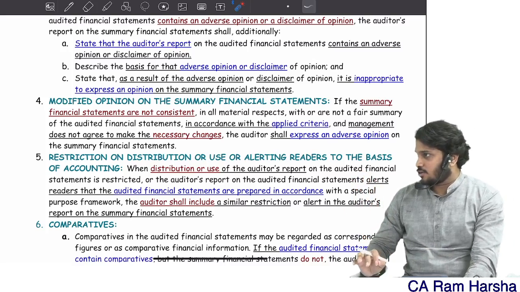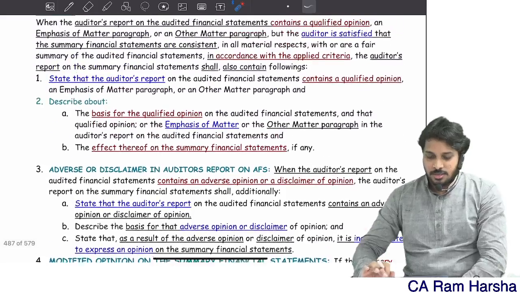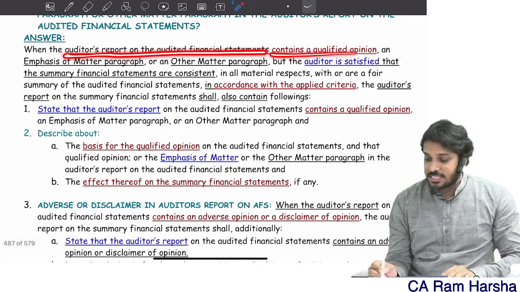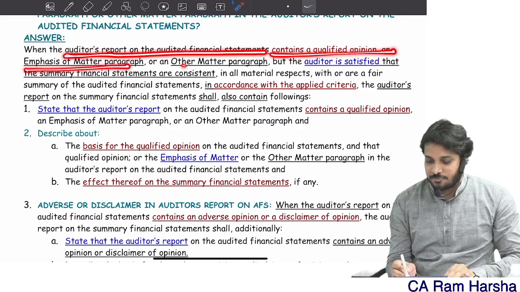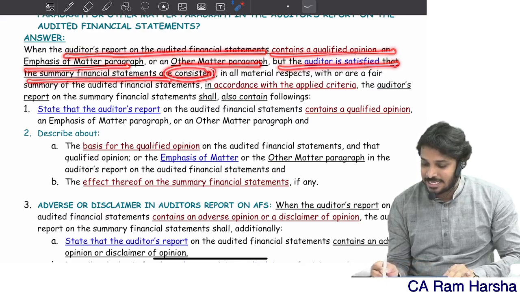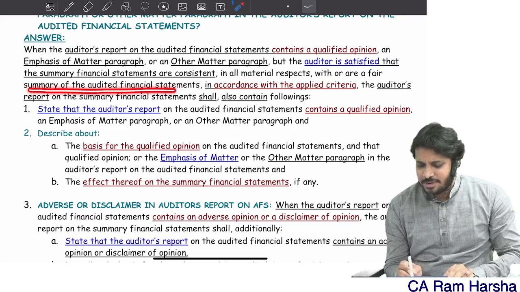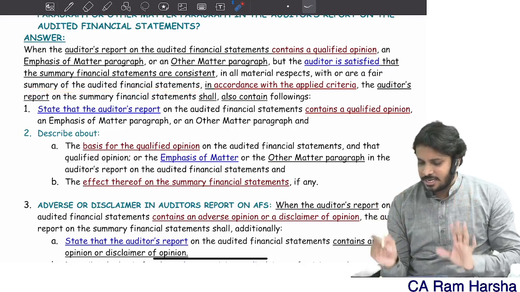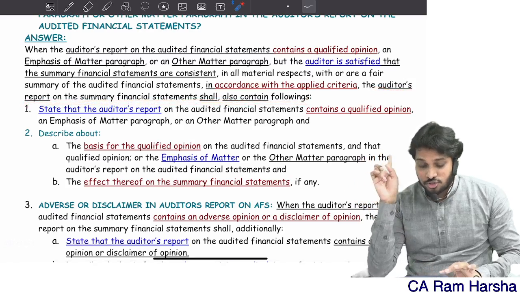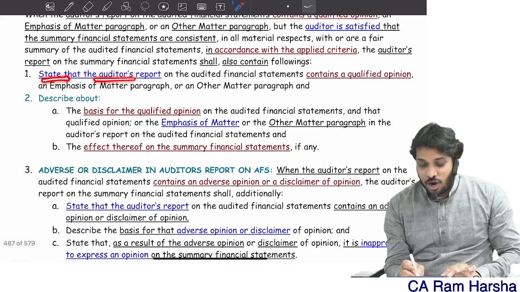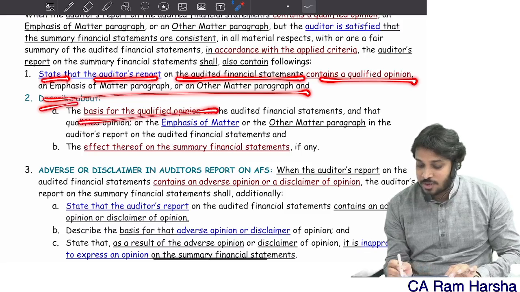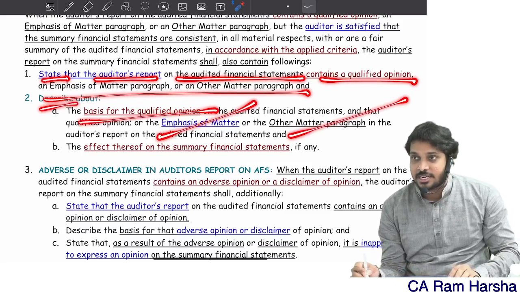Another 5-10 minutes I'll conclude. So what are they saying? When auditors report on audited financials contains a qualified opinion or emphasis of matter, other matter paragraph, but the auditor is satisfied that summary financials are consistent and is a fair summary of the complete set, the auditor's report on summary shall also contain what? State that the audit report on audited financials contains qualified opinion, emphasis, describe the basis for qualified, describe the emphasis of matter, describe the other matter paragraph.